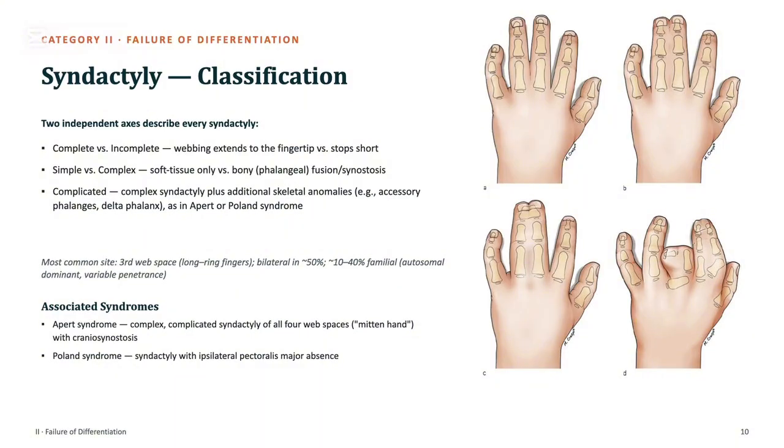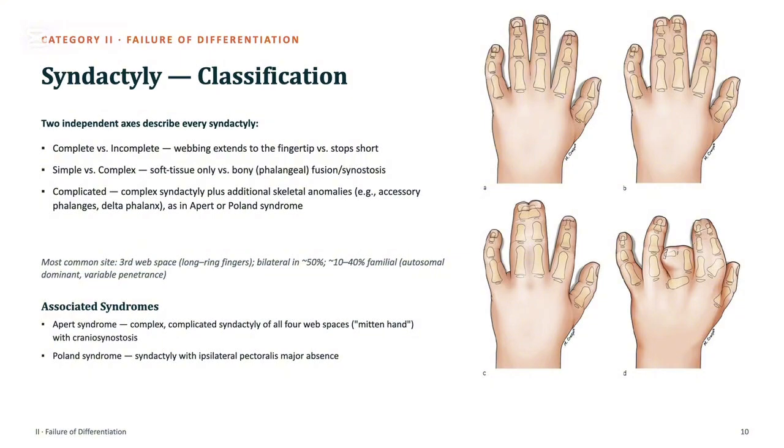Okay, we can describe it according to the continuity of the webbing, if it's complete or incomplete. The incomplete is definitely not extending to the fingertip. Either it is simple or complex. The simple is soft tissue only, but the complex involves bone. It is complicated when complex syndactyly is associated with abnormal joints and things like this.